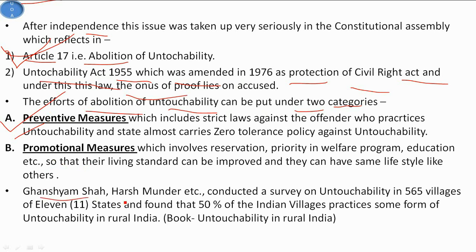Then Ghanshyam Shah, Harsh Mander and others conducted a survey on untouchability in 565 villages of 11 states and found that still 50% of Indian villages practice some form of untouchability, specifically in rural India. This is published in their book, Untouchability in Rural India.